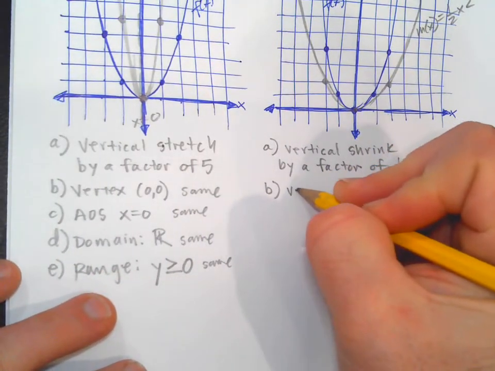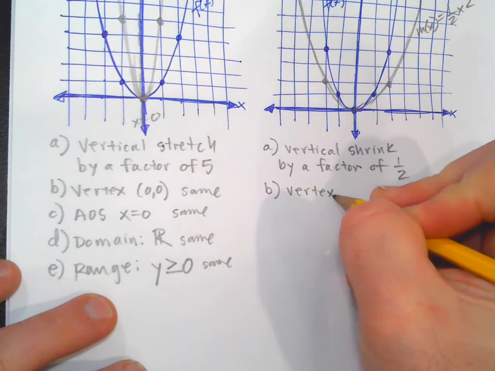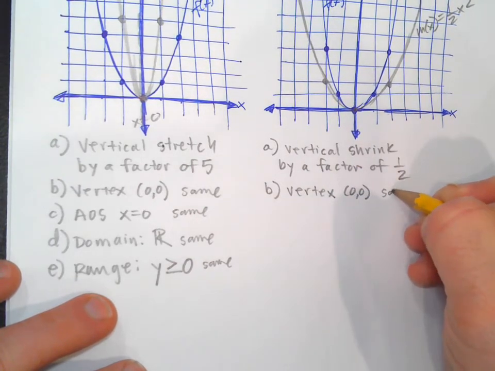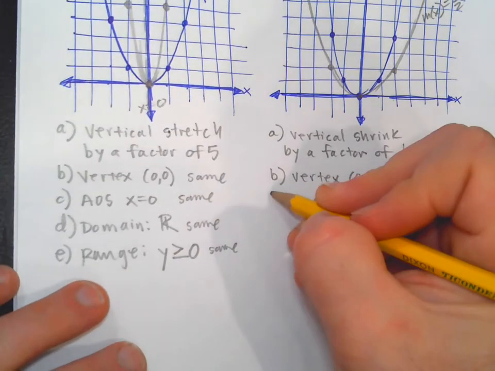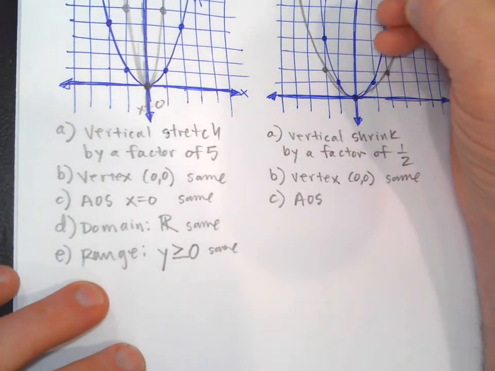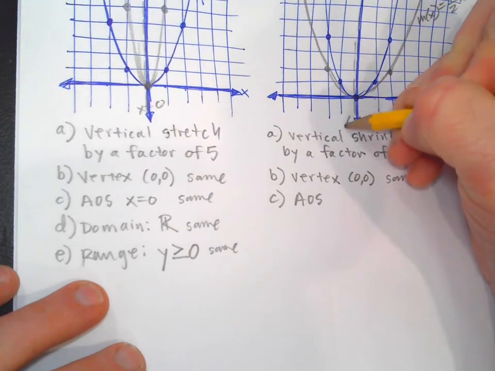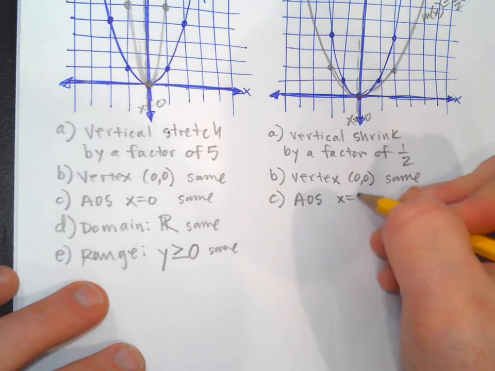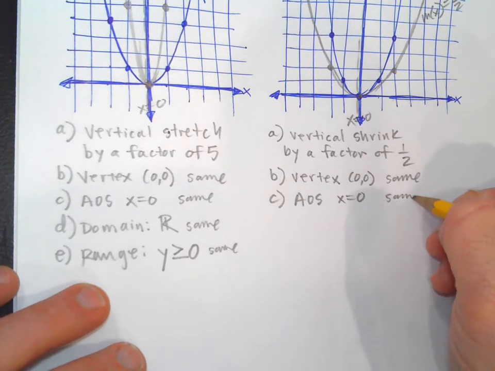B, vertex. The vertex is 0, 0. And it's actually the same for both of them. No change. C, axis of symmetry. Axis of symmetry is this line right here. It cuts it in half. It's x equals 0. All the values are 0. X equals 0. Same for both of them.